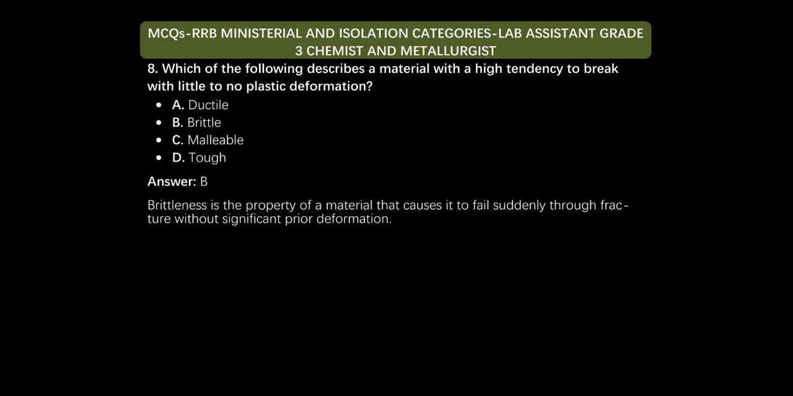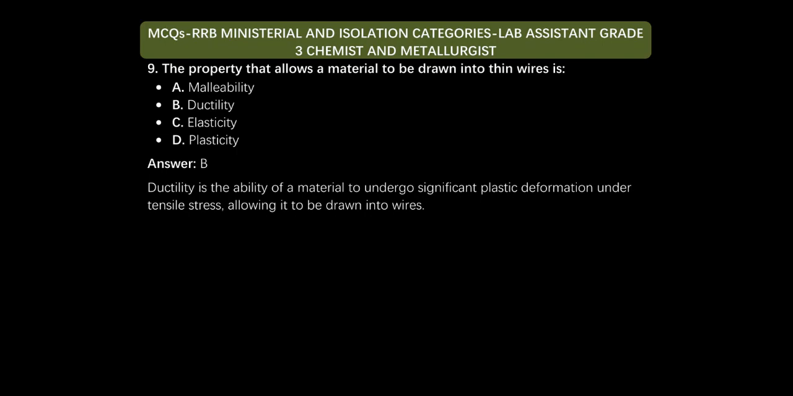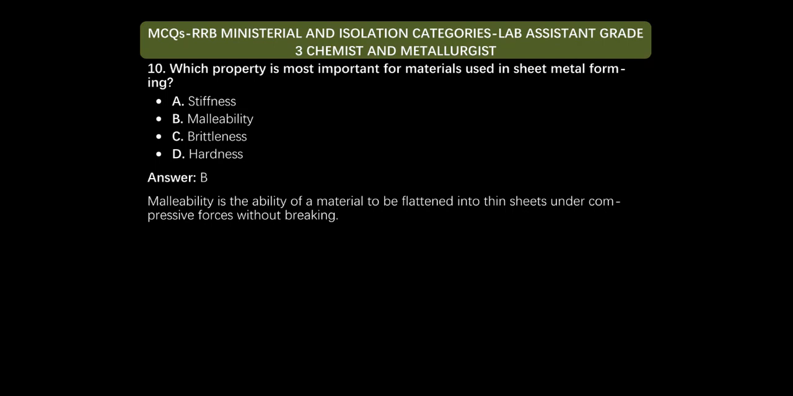Which of the following describes a material with a high tendency to break with little to no plastic deformation? Option B. Brittle. The property that allows a material to be drawn into thin wire is option B. Ductility. Which property is most important for material used in sheet metal forming?